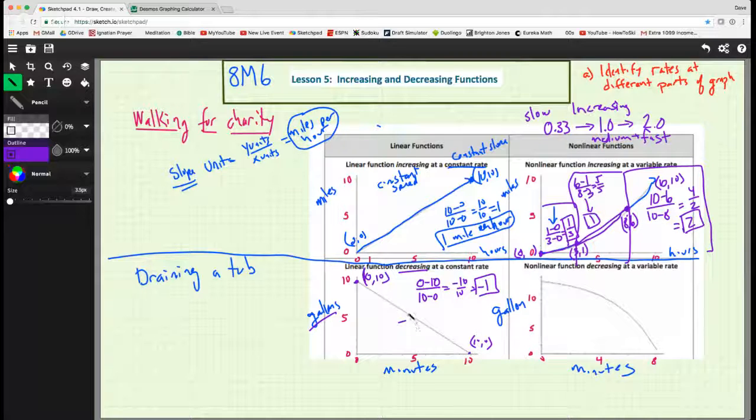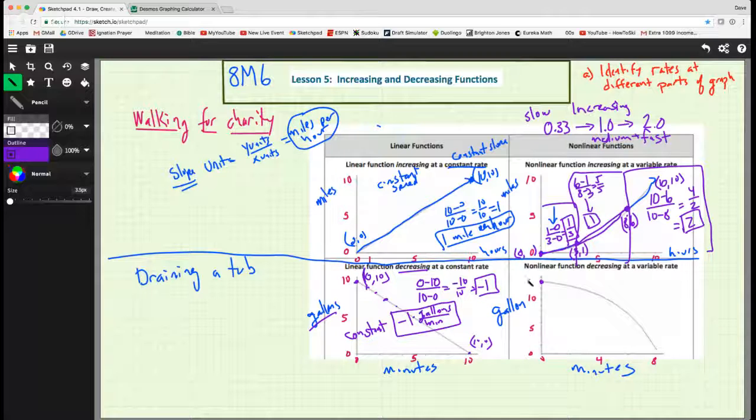So we're negative 1, and what are our units? Gallons per minute. And it's constant. It's a constant. 1 gallon per minute. After 1 minute, we've lost 1 gallon. After 2, we've lost 2. After 3, we've gone down to 3, which is 7 left. After 5, we've gone down to 5 gallons. So after 5 minutes, we've lost 5 gallons. So it's a constant 1 gallon per minute. And that makes sense.